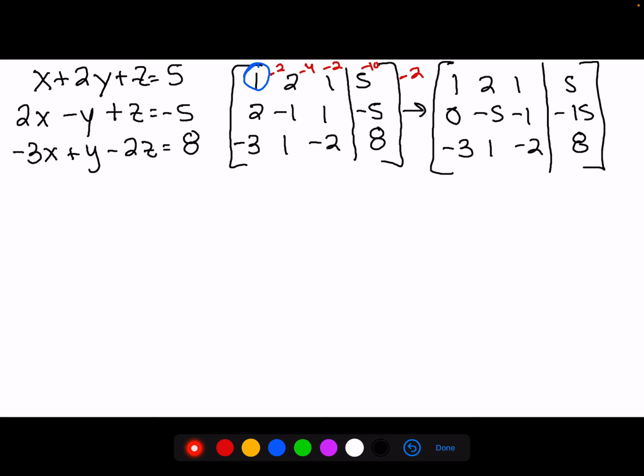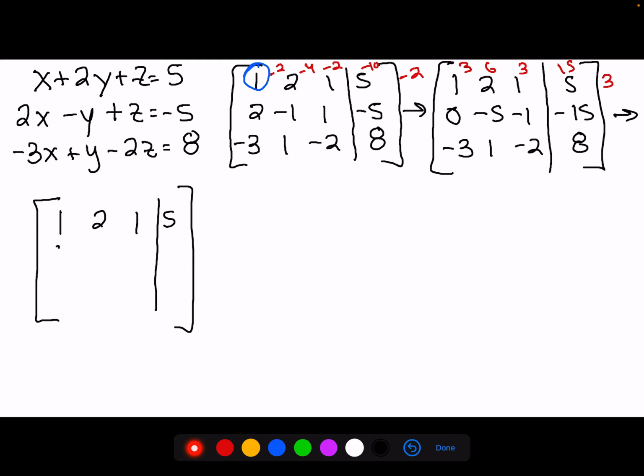All right, then I'm going to use that first row again, and this time I'm going to multiply by 3 and add that to the third row. So I'm going to use 3, 6, 3, and 15. So I'm going to keep the first and second row staying the same. So I'm going to get 0, 7, 1, 23. All right, so far so good.